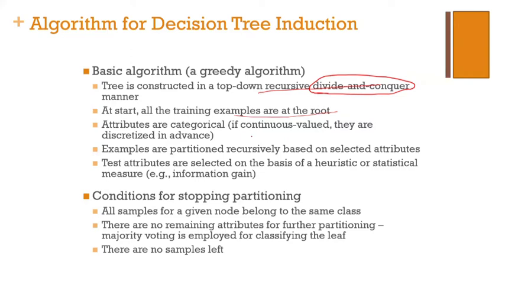Then you have the attributes, which are categorical. If they are continuous values, we need to discretize them. We also explained this concept of discretization. Usually, attributes that are categorical are straightforward.